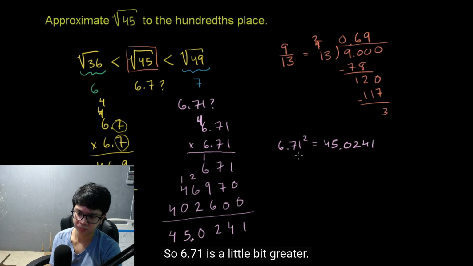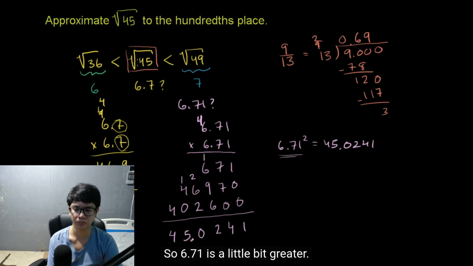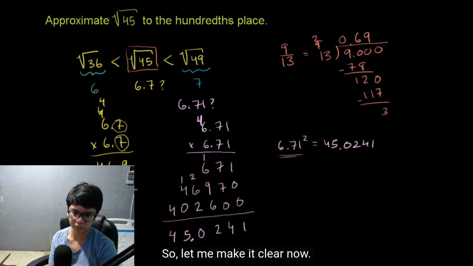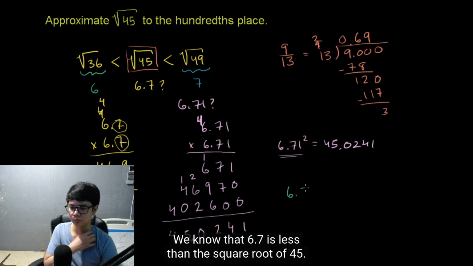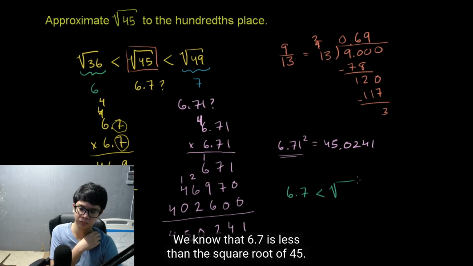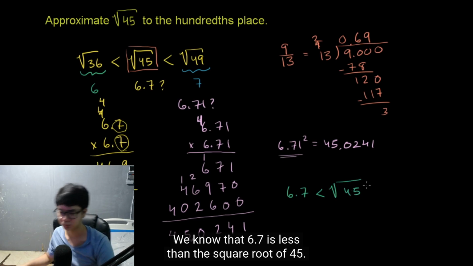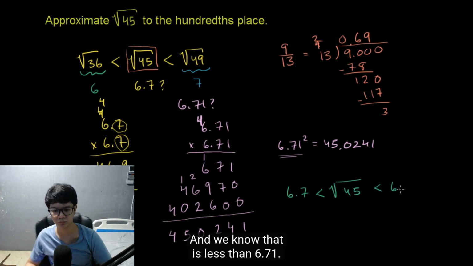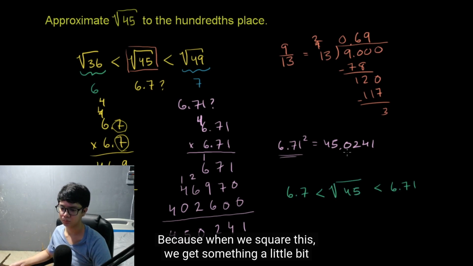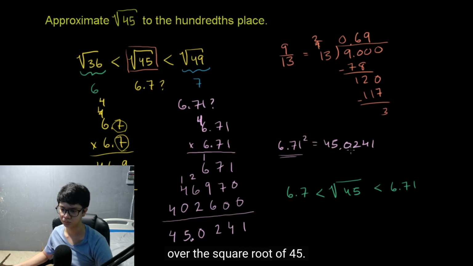45.0241. So 6.71 is a little bit greater. So let me make it clear now. We know that 6.7 is less than the square root of 45. And we know that that is less than 6.71. Because when we square this, we get something a little bit over the square root of 45.